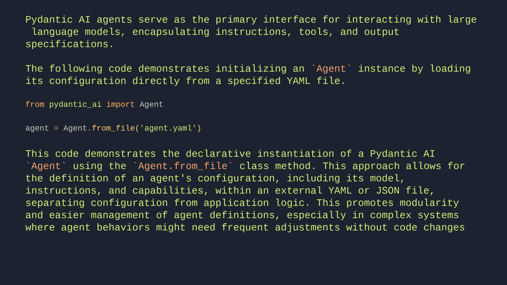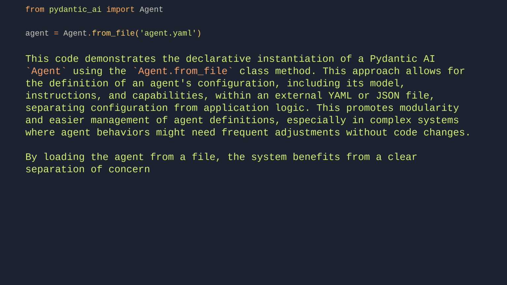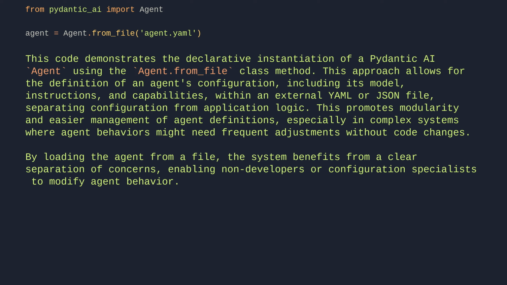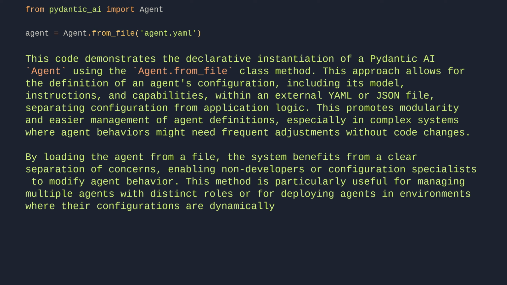without code changes. By loading the agent from a file, the system benefits from a clear separation of concerns, enabling non-developers or configuration specialists to modify agent behavior. This method is particularly useful for managing multiple agents with distinct roles, or for deploying agents in environments where their configurations are dynamically loaded or version controlled independently of the core application code.